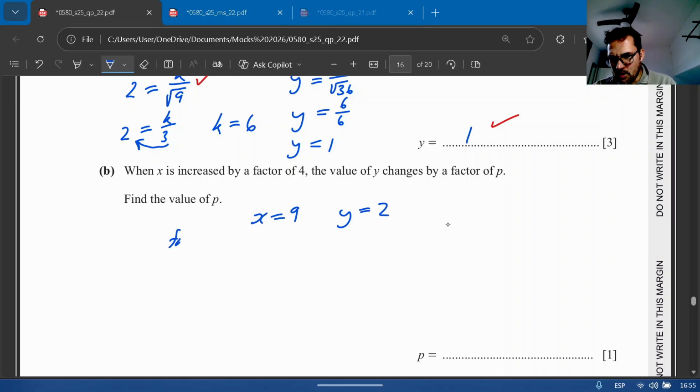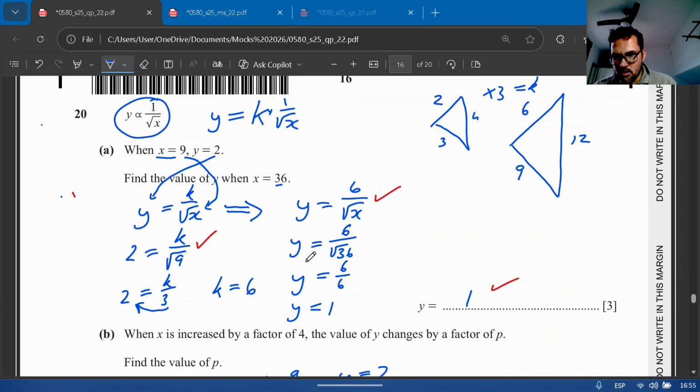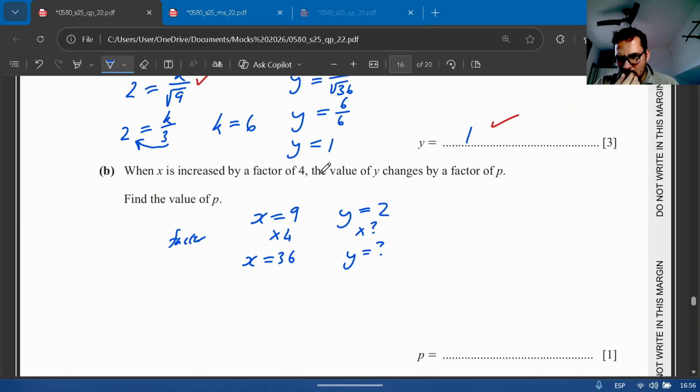So then they bring in the factor. So if x is times by 4, which will make x 36 now, what do we time by y? But we need to find the new y. So let's do this again. Let's make x 36. Oh, they already did. They made it 36. So when x was 36, then y became 1. So what did they multiply it by? Well, it got less. It got smaller. So they divided it by 2.